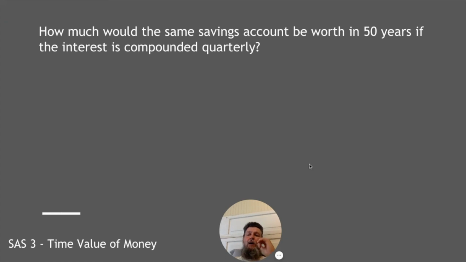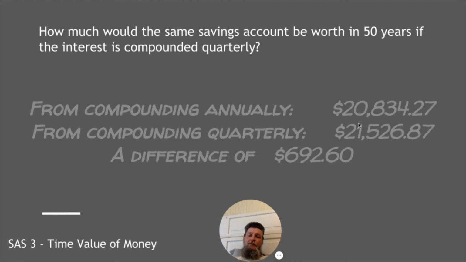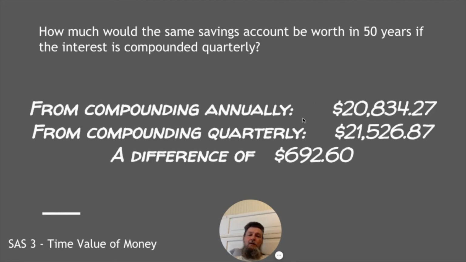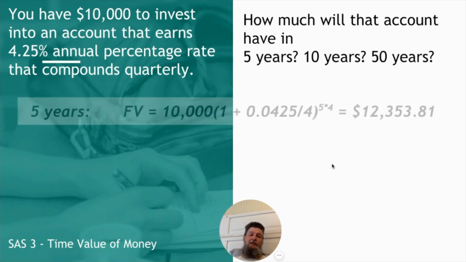All right, how much would the same savings account be worth in 50 years if the interest is compounded quarterly? Okay, so we just multiply it by 50, it's 21,526.87. And actually, if you think about that, that's more than if it was compounded annually by $692.60. You have $10,000 in an investment account that earns 4.25% annual percentage rate that compounds quarterly. How much will that account have in 5, 10, and 50 years?